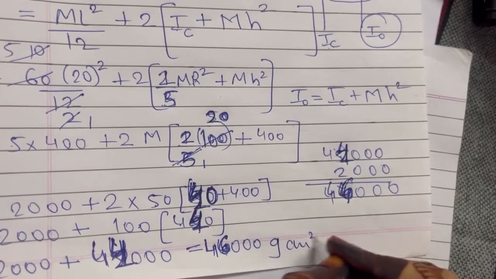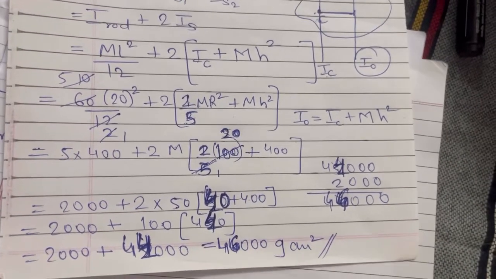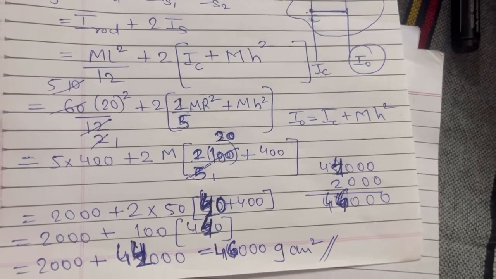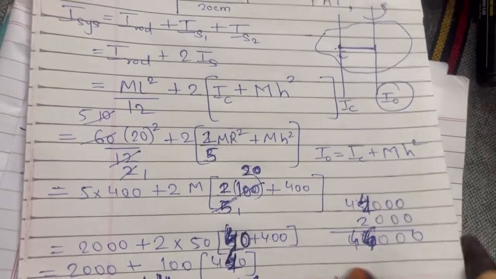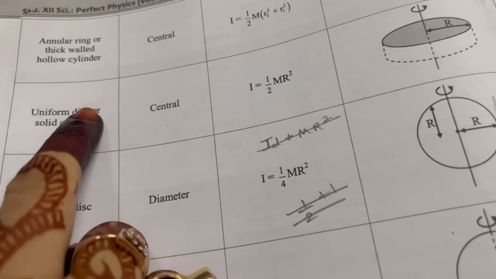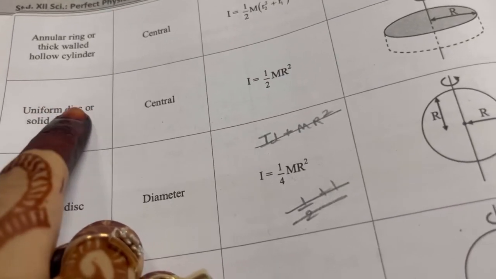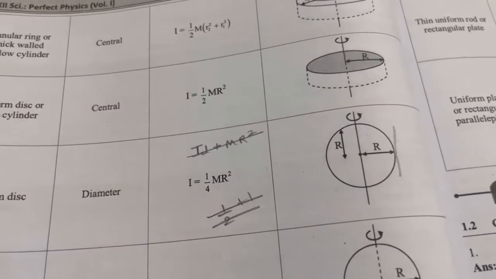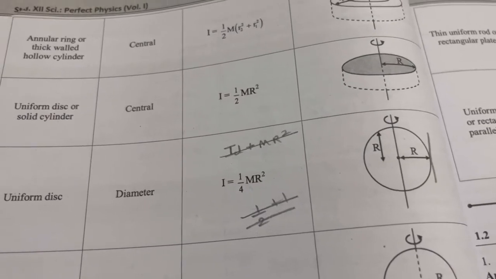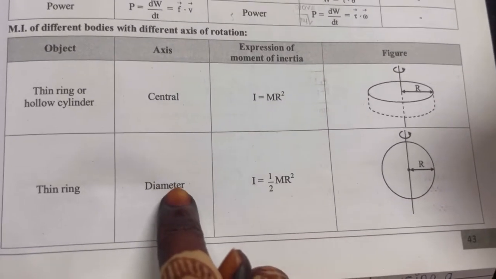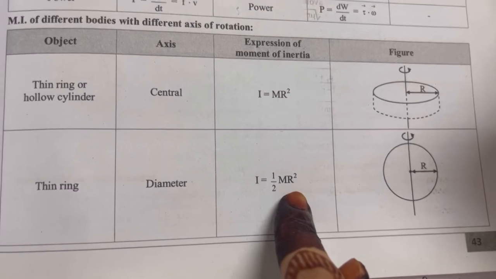46,000 gram centimeter square. Okay, so for the rotational dynamics chapter, you will have to be thorough with the formulas of moment of inertia. See, half mr square is the formula for a solid cylinder or uniform disc. For a uniform disc or solid cylinder, if the axis is passing through the center, then the formula is half mr square. And even for the ring, if the axis is passing through the diameter, then also the formula is half mr square.